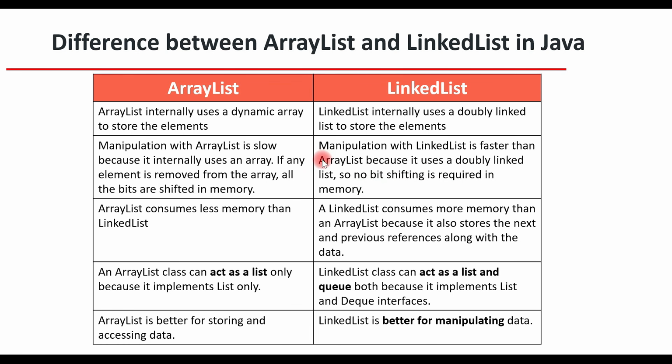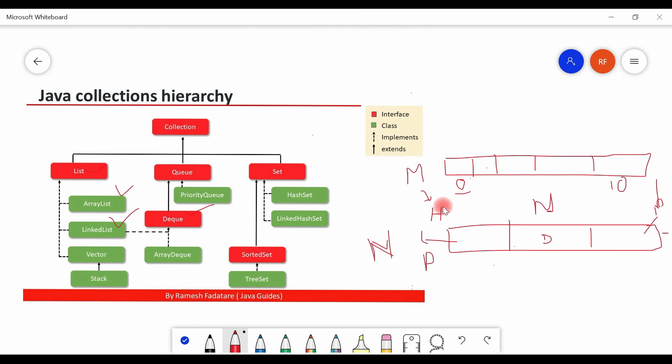Let me explain this point with a diagram. So look at here, ArrayList internally uses an array, right? So whenever we remove an element in an ArrayList at the middle, there is a lot of shifting required.